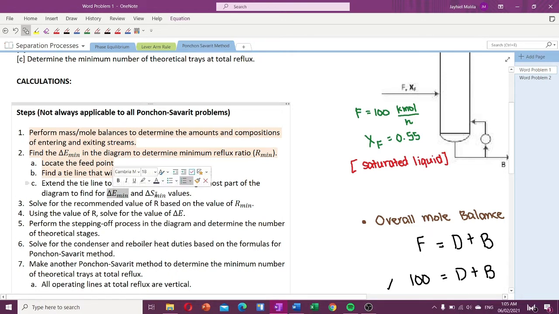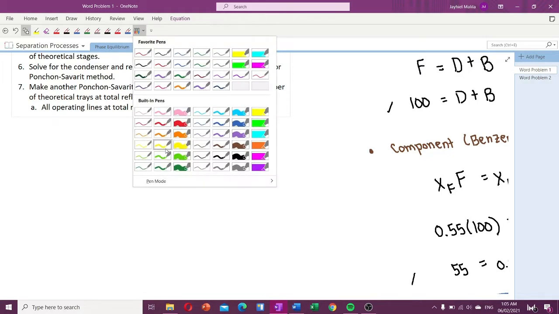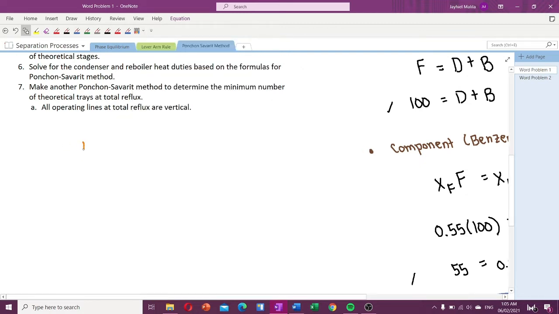From your readings in your Ponchon Savarit books, or in books related to the Ponchon Savarit method, the delta E corresponds to the difference point in the enriching section, while the delta S corresponds to the difference point in the stripping section. So I would like to write that one here. It might be useful information that you were not aware of.